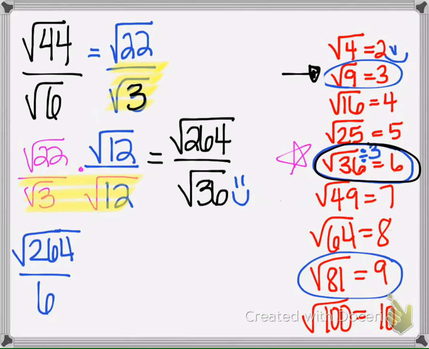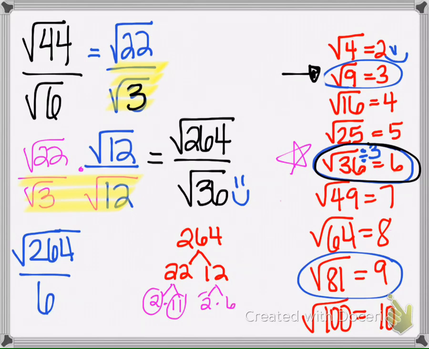So I would make my factor tree. I have to think of two numbers that multiply to 264. So I can do 22 times 12. And then I could do 2 times 11, and 2 times 6, and then 2 times 3. And then we make the jail, and we're looking for groups of 2.